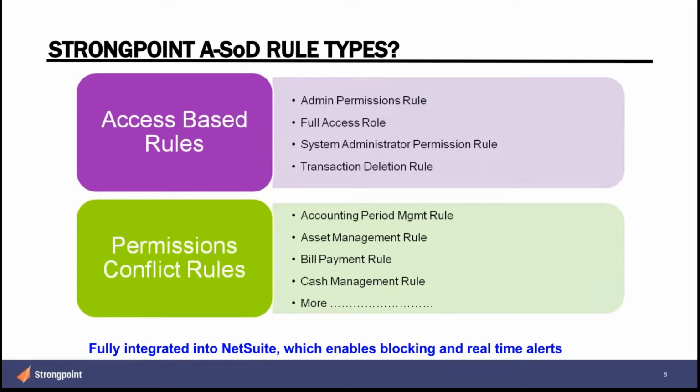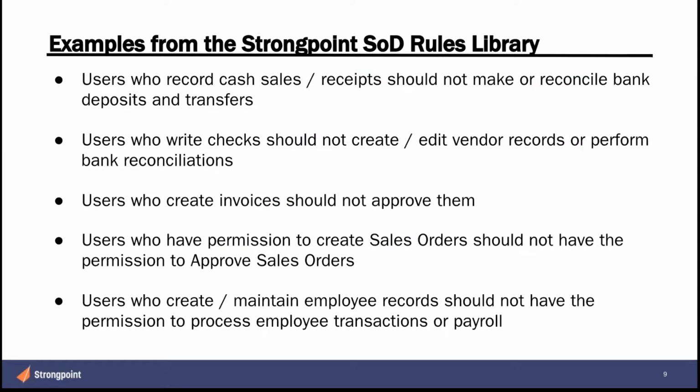And then the next level is permission-based rules. So we can say, look, there are certain permission combinations that enable people to have too much scope over transactions, and we want to know what they are. And just to make it a little bit more real, here are some examples, right? Users who record cash sales receipts should not be able to make or reconcile bank deposits and transfers. Users who write checks should not be able to create or edit vendor records, or perform bank reconciliations, and so on and so forth, right? So these are the fundamental things that people should not be able to do.